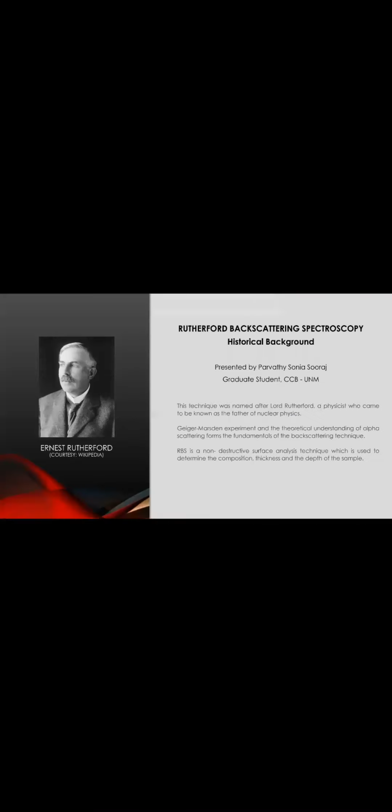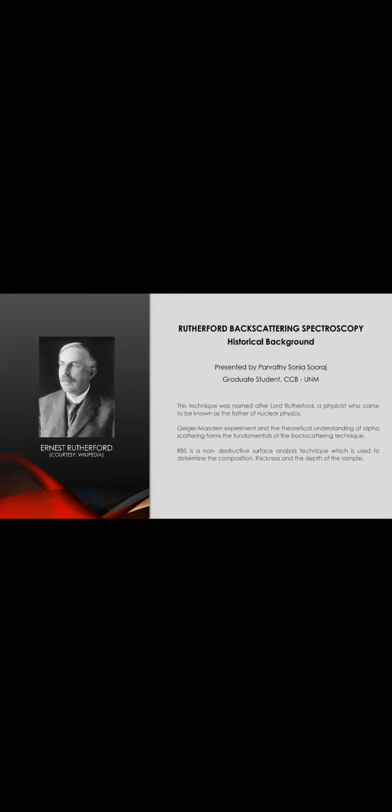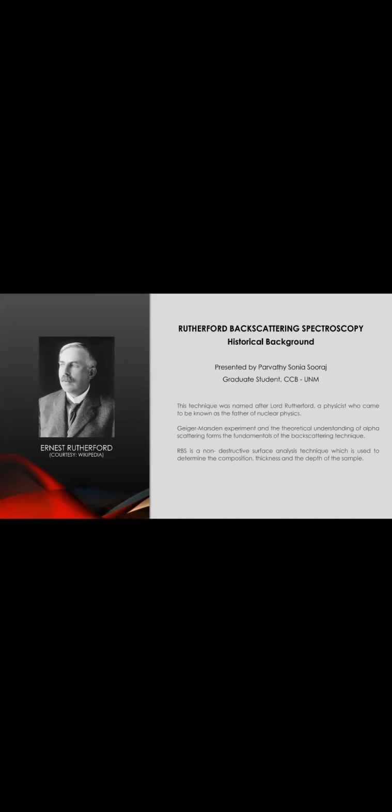Regarding Rutherford backscattering spectroscopy, some aspects of the historical background can be looked into. This technique was named after Ernest Rutherford, a physicist who came to be known as the father of nuclear physics. He won the Nobel Prize in Chemistry in 1908 for his findings related to radioactive substances. RBS is a unique technique as it does not use reference standards and is used to characterize thin films. The Geiger-Marsden experiment and the theoretical understanding of alpha scattering form the fundamentals of this backscattering technique.